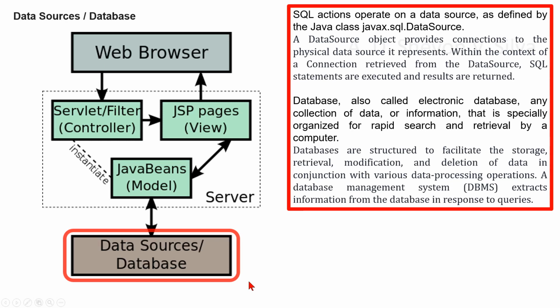A data source object provides connection to the physical data source it represents. Within the context of a connection retrieved from the data source, SQL statements are executed and results are returned. Database, also called electronic database, is any collection of data or information that is specially organized for rapid search and retrieval by a computer.